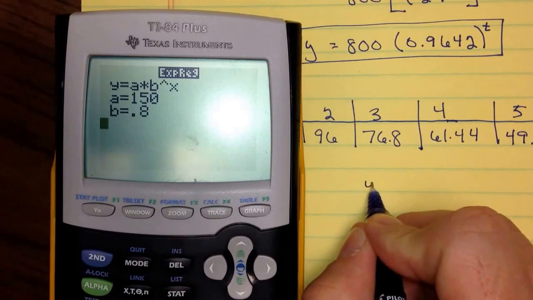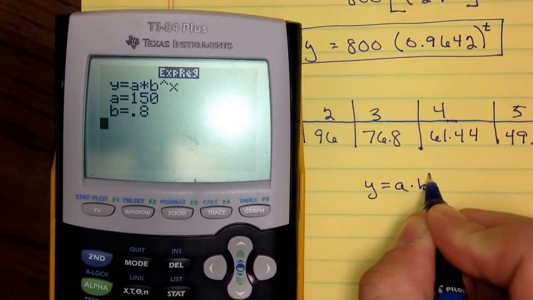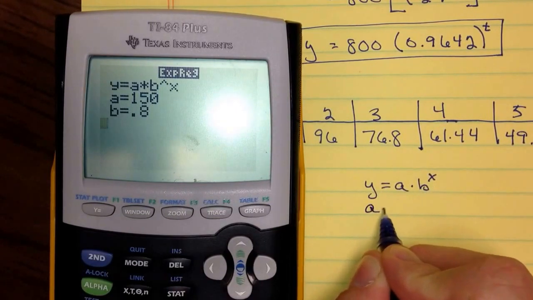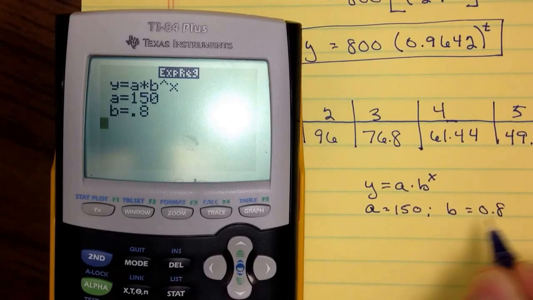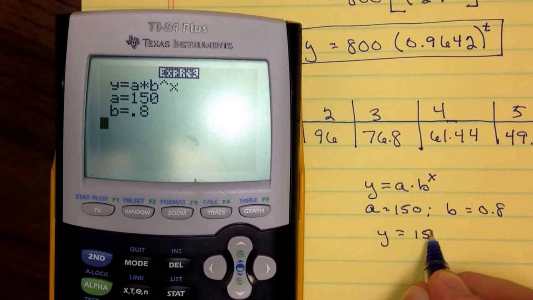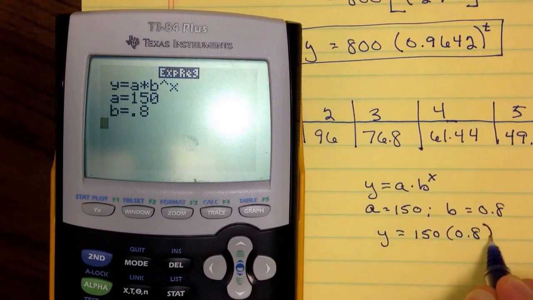We get y equals a times b to the x, where a equals 150, b equals 0.8, so that means y equals 150 times 0.8 to the x.